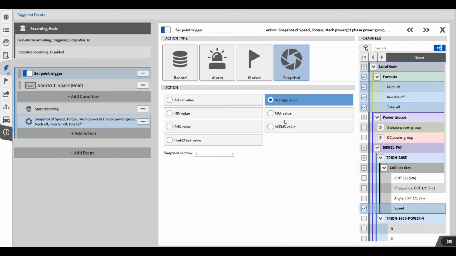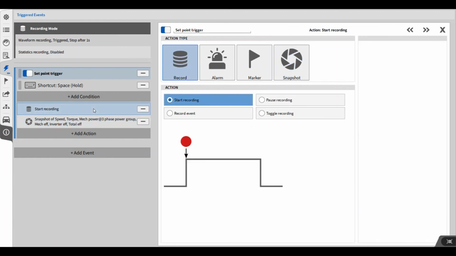The system will then take a snapshot of the parameters we highlighted earlier: speed, torque, power, and the efficiency channels. In addition, the system can be configured to record raw waveform data of the phase voltages and currents for more detailed power electronics analysis post-recording.